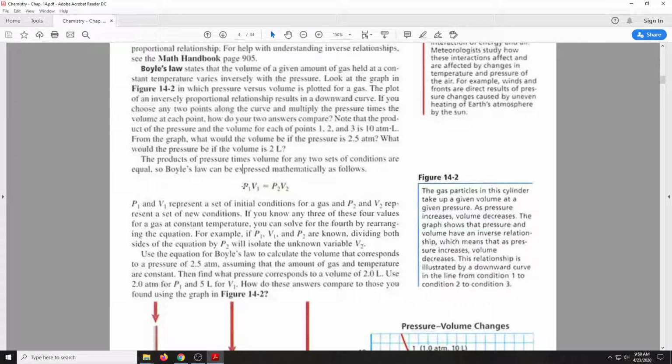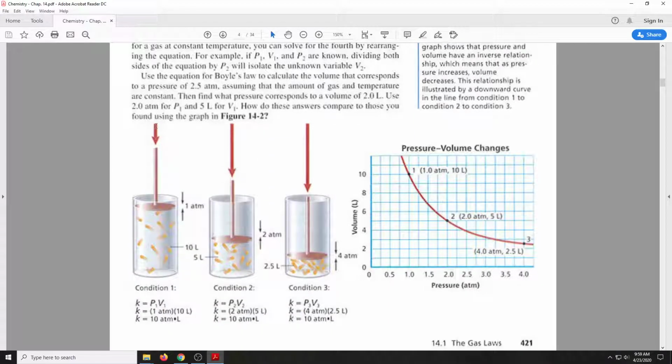That means if you start out with a certain pressure and a volume, and you change the pressure, then the volume is also going to change. But since they're inversely proportional, if you raise the pressure, that means the volume has to go down. Or on the flip side, if you lower the pressure, that means the volume has to go up. They are inversely proportional. They do the opposite. So we see that here.